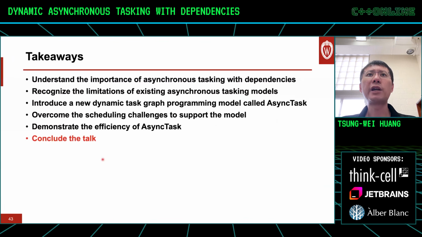In today's talk, we have understood the importance of asynchronous tasking with dependencies and went through several limitations of existing asynchronous tasking models. Then we introduced a new dynamic task graph programming model called AsyncTask and showcased how we overcome some of the important scheduling challenges to support the model. Finally, we demonstrated the efficiency of AsyncTask on both micro benchmarks and the real-world application.